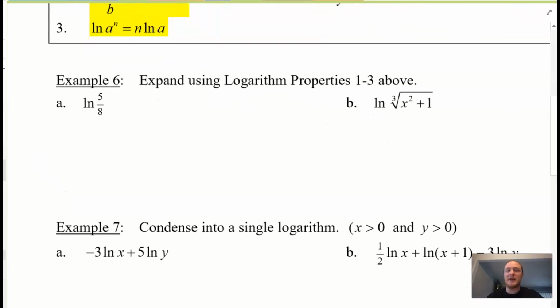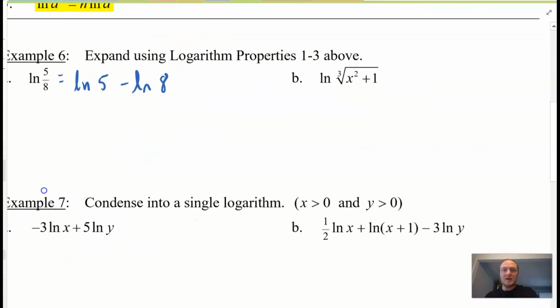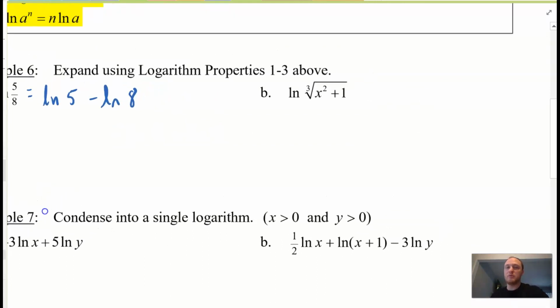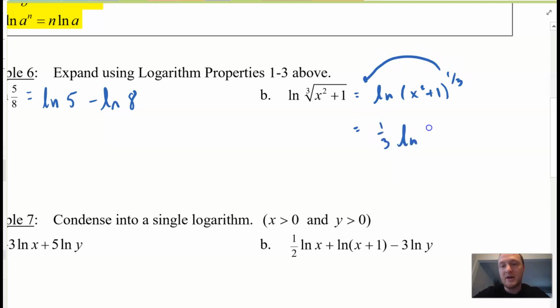Number 6, it says expand using logarithmic properties 1 through 3 above. Okay, well, natural log of 5 over 8 is going to be, well, I'm using property 2. This is going to be the natural log of 5 minus the natural log of 8. Simple. Here, I have the natural log of the cubic root of x squared plus 1. Well, I'm going to go ahead and rewrite this as the natural log of x squared plus 1 to the power of 1/3. And notice, right, I have a power. I can go ahead and bring it down out front. So I have 1/3 times the natural log of x squared plus 1.